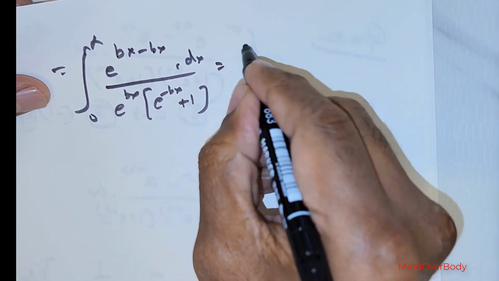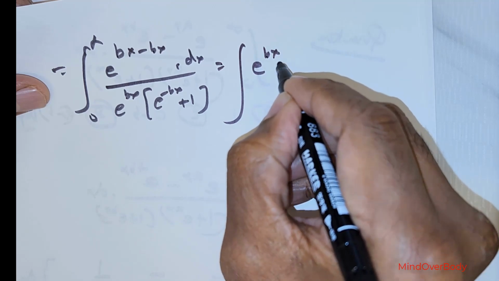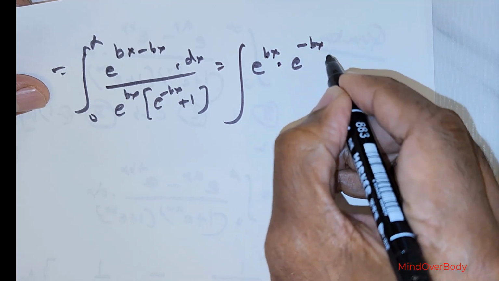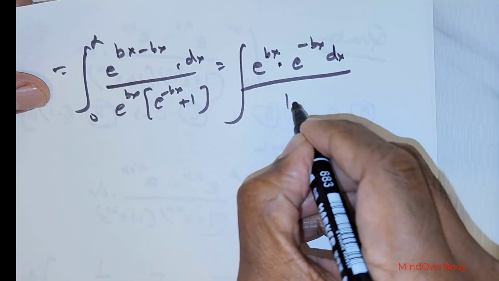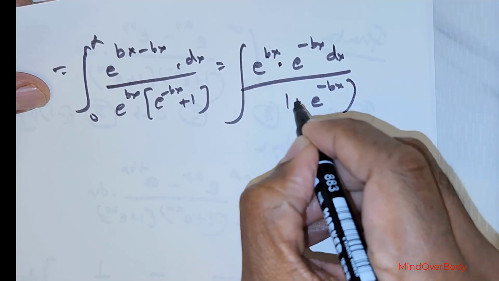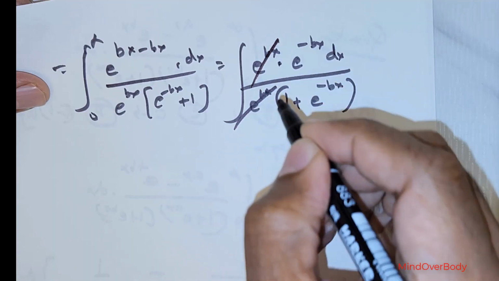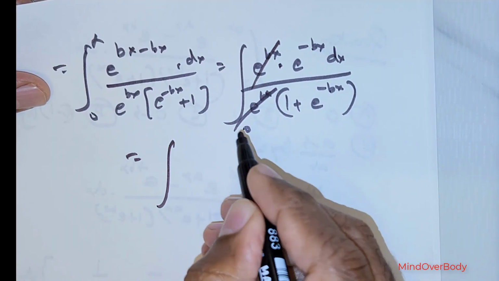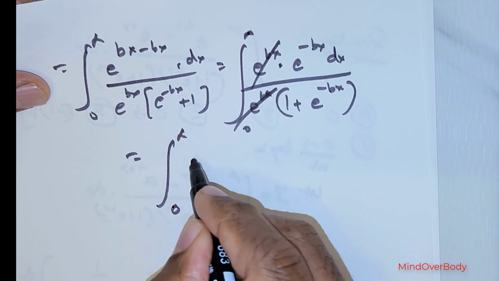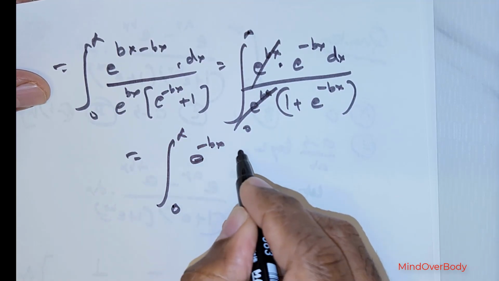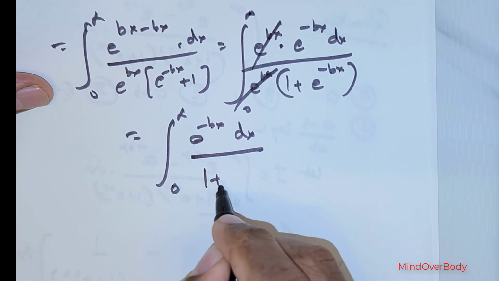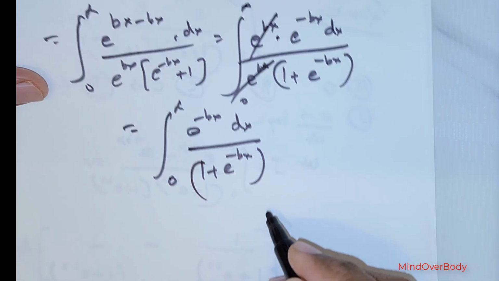As I mentioned to you, I'm going to rewrite this as e^(bx) multiplied with e^(-bx) dx divided by (1 + e^(-bx)) times e^(bx). Now e^(bx) and e^(bx) get cancelled. Of course you have limits as 0 to infinity. So the integral from 0 to infinity of e^(-bx) dx divided by (1 + e^(-bx)).